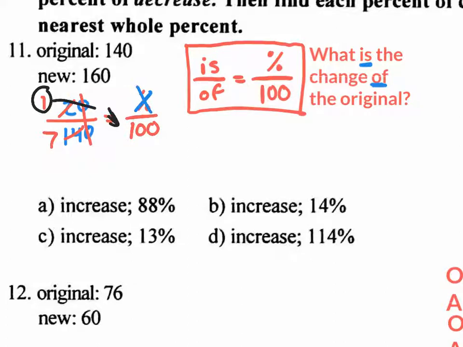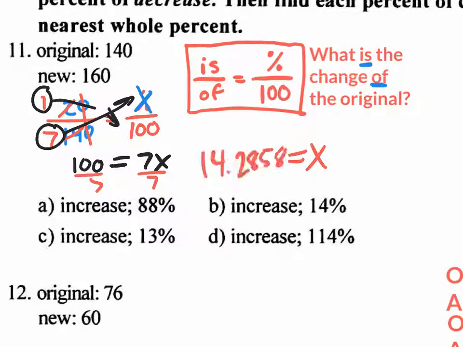1 times 100, that's 100. 7 times X, that's 7X. So you really have 100 equals 7X. And then you just divide by 7, and we get X equals 14.2858, but they want a whole percent, and that would be the 14 because the 2 does not change it to a 15.